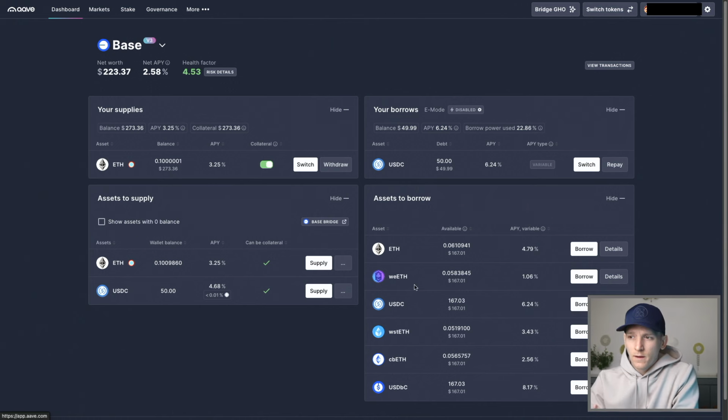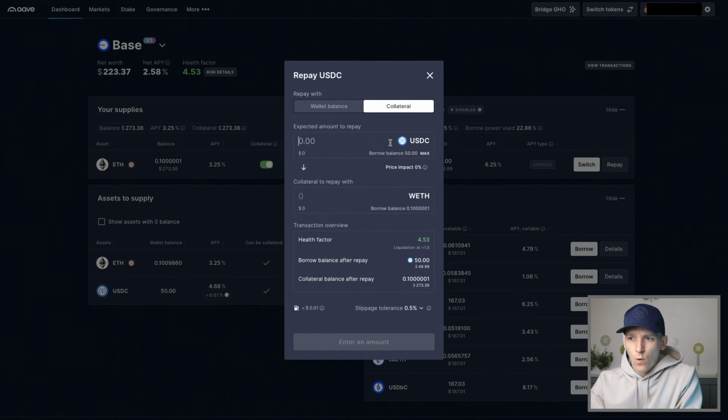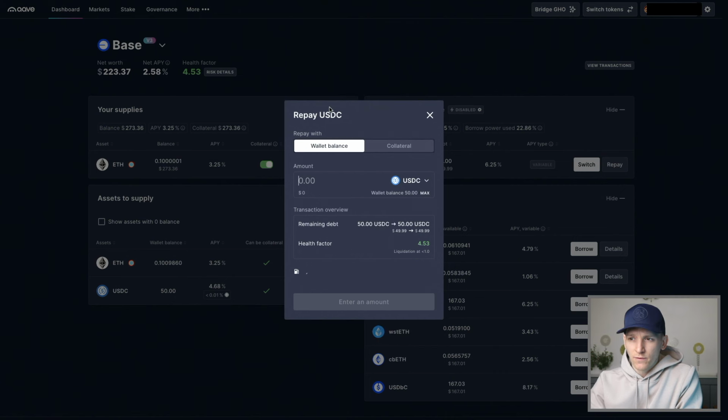Let's go ahead and repay the loan then. So if you do want to repay the loan, we go over to our borrows. You can see repay on the right hand side. We're going to click that. And we're going to use wallet balance here or collateral. So which one do you actually want to use, right?